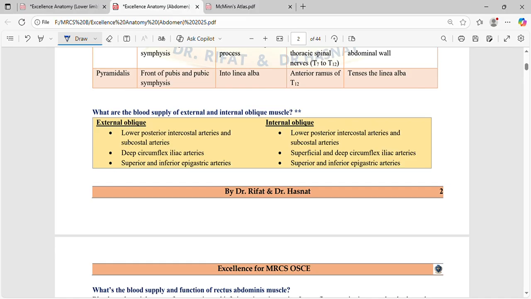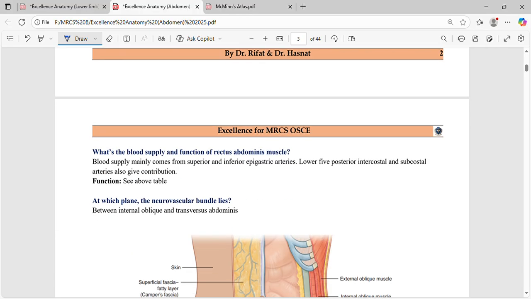And here on the internal oblique side we have the superficial and deep circumflex. So superficial is from the external iliac artery and deep is from the femoral artery, and the superior and inferior epigastric arteries. What is the blood supply and function of the rectus abdominis muscle? Blood supply mainly comes from the superior and inferior epigastric arteries, and the lower 5 posterior intercostal and subcostal arteries also contribute. The function is to flex the vertebral column and also tense the abdomen.